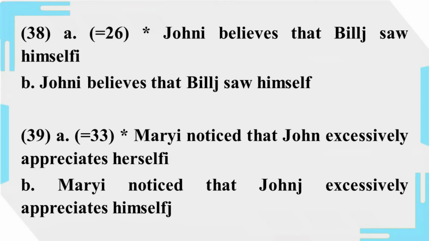Mary noticed that John excessively appreciates herself. Mary noticed that John excessively appreciates himself. However, we can easily find examples in which the 2 principles make the wrong predictions. Consider this one. Mary appreciates only John and herself.